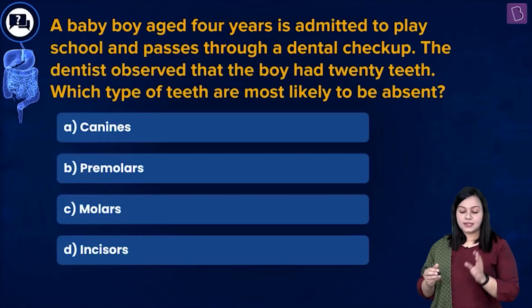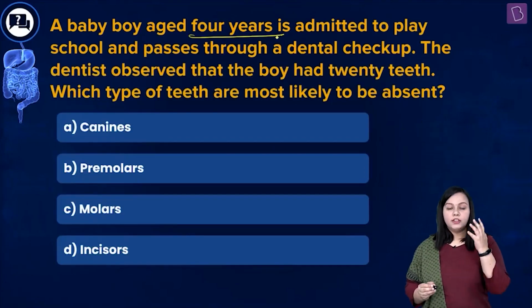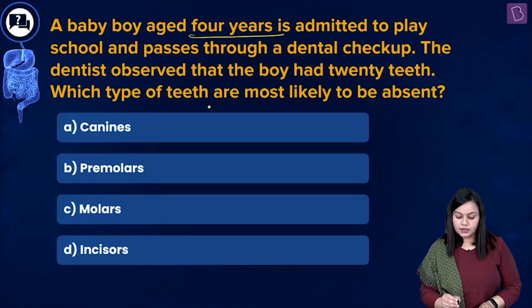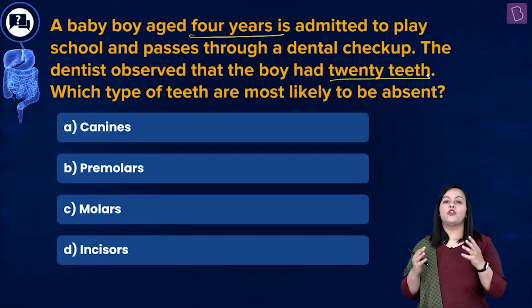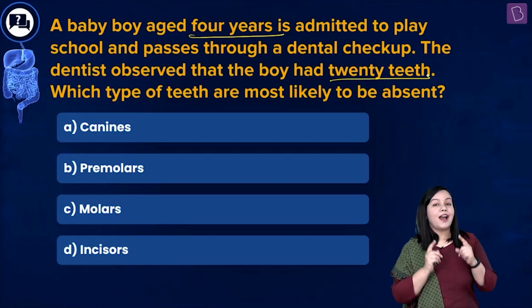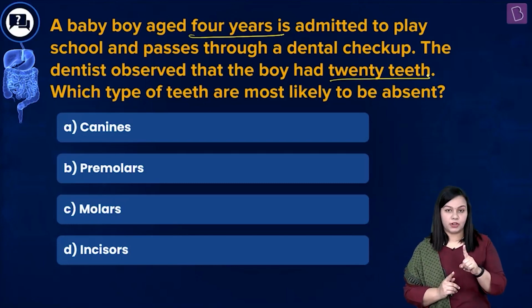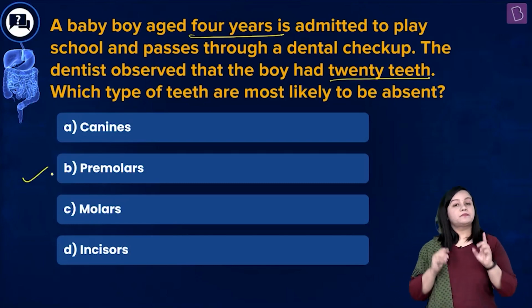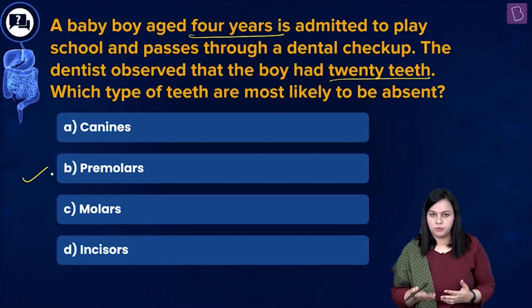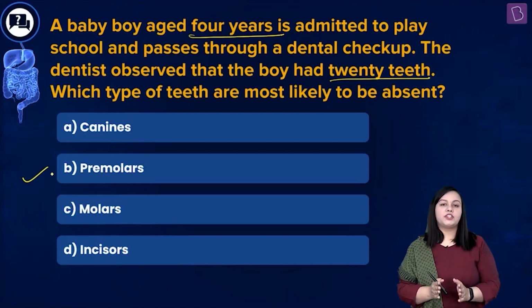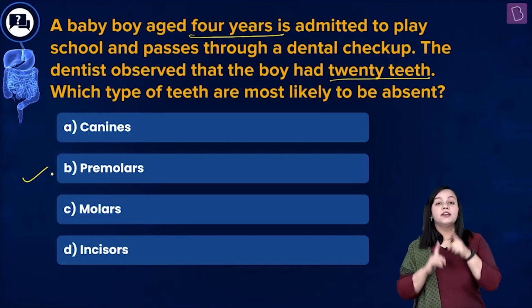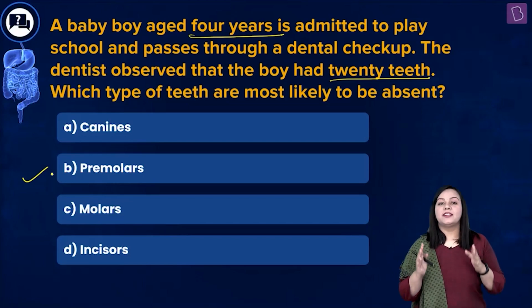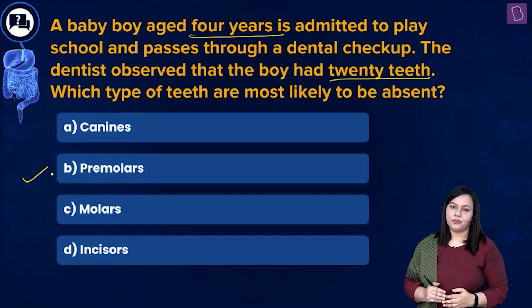So the question was asking, in this 4-year-old child, the dentist observed that this boy had 20 teeth. So which teeth are likely to be absent here? The answer here is going to be premolars, which is option B. Let me tell you why I'm not saying molars. Because this question is asking about absence of a certain type of teeth, right? This is the most common mistake that children happen to make in this kind of question.